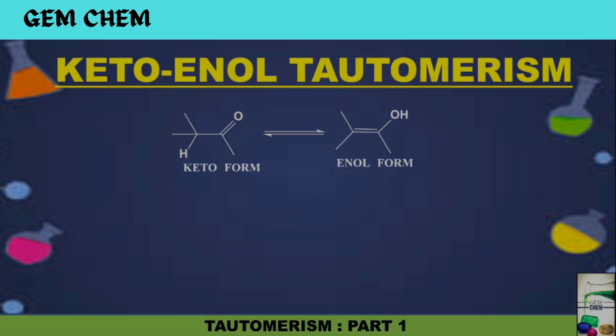So why does this equilibrium shift occur, or why do we see that generally in most cases the equilibrium lies to the left, that is, why the keto form is stabilized? This can be answered with the help of an examination of the bond energies present in both the keto form as well as the enol form.